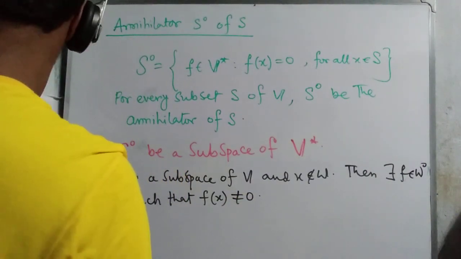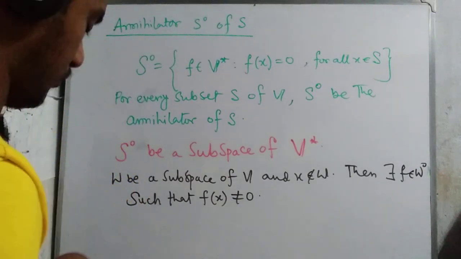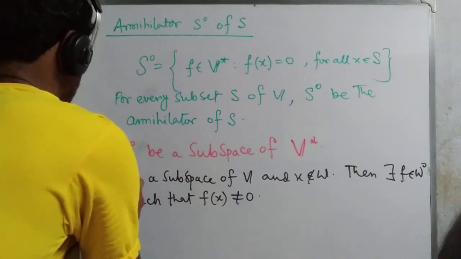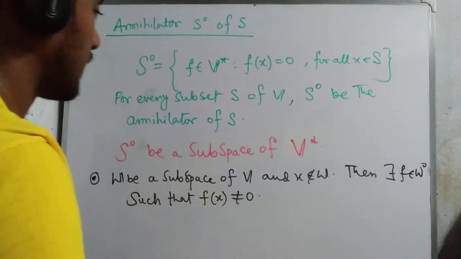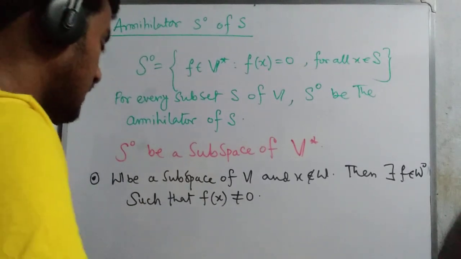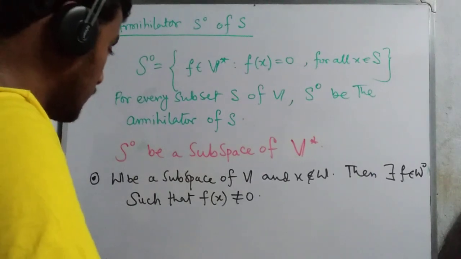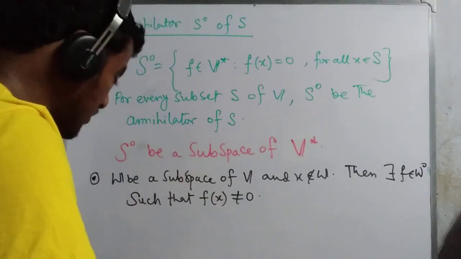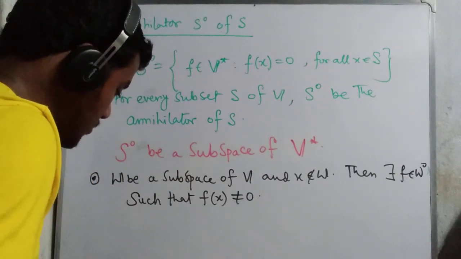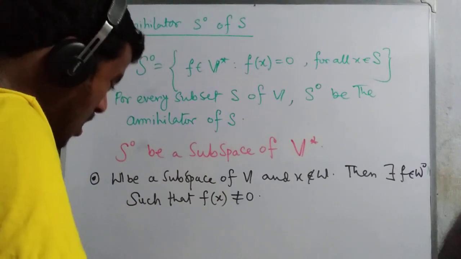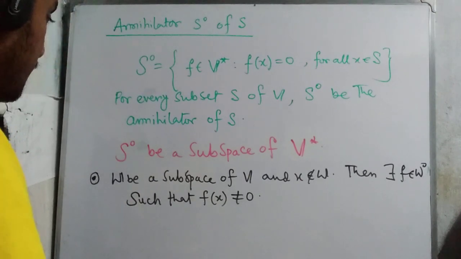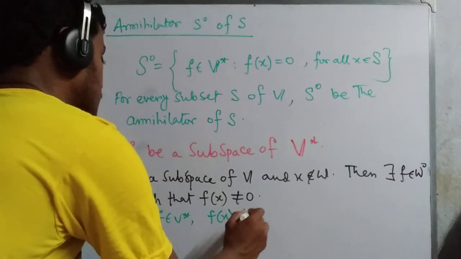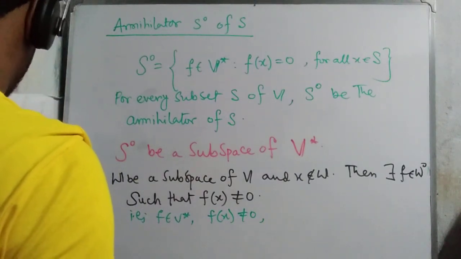W is a subspace of V and x does not belong to W, then there exists f belonging to the annihilator of W such that f(x) not equal to 0. That means f belongs to V star such that f(x) is not equal to 0 when x does not belong to W.